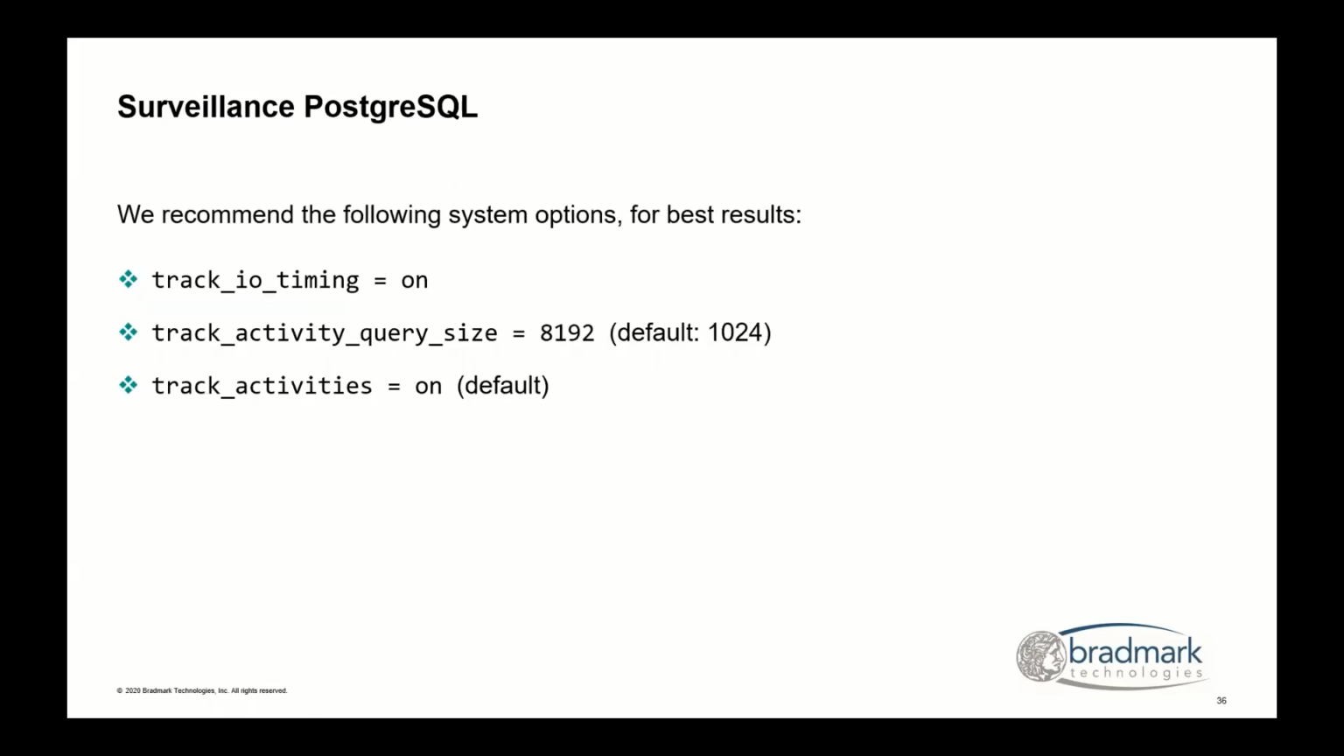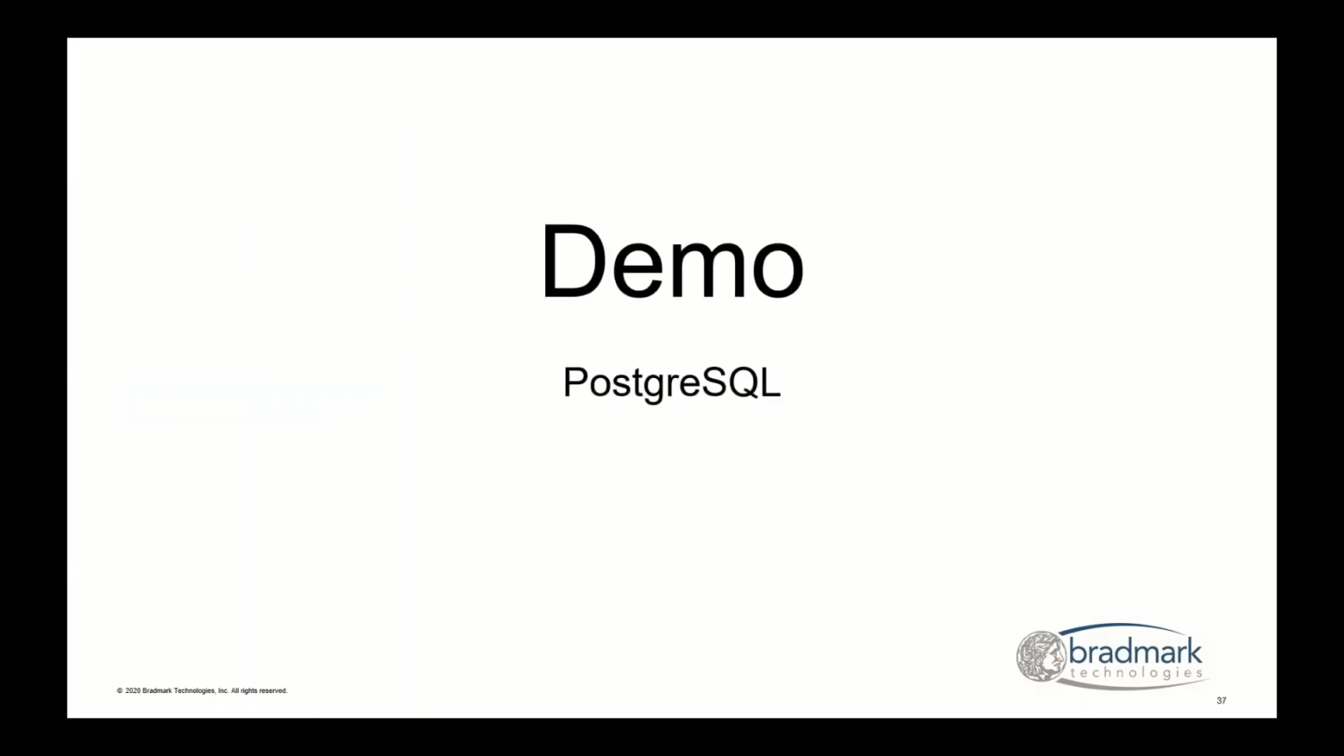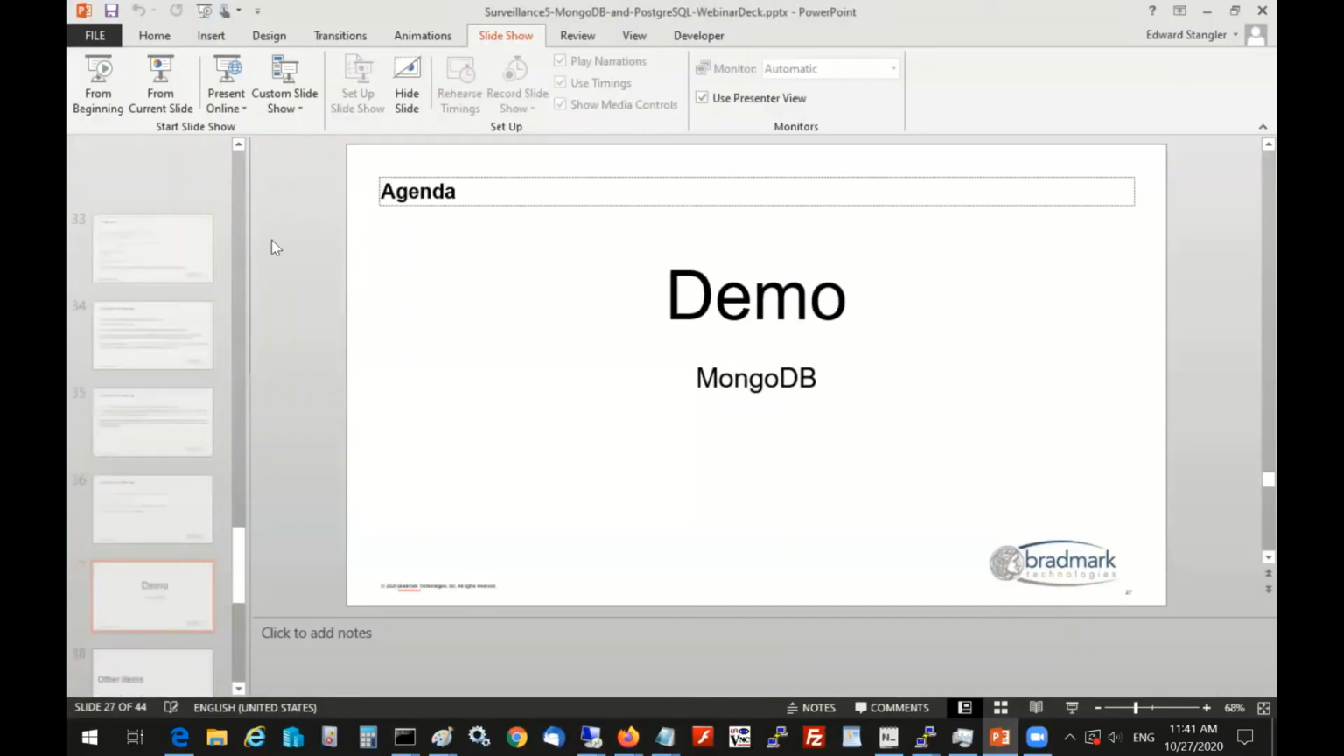We also recommend a few database options for PostgreSQL. The track_io_timing, if you turn that on, we get additional information. For the activity query size, it'd be nice to have a little bit more than 1,000 characters, so 8K is what we recommend. And then track_activities being on, which is the default, is also something we need in case that's been turned off, best with it on. Okay, so we'll take a look a little bit at how that goes.